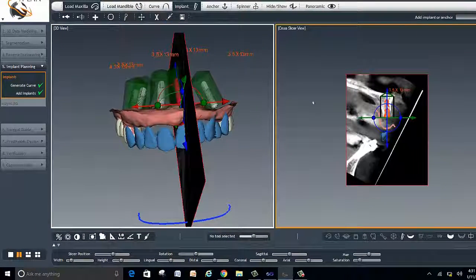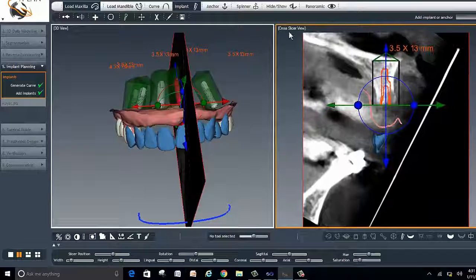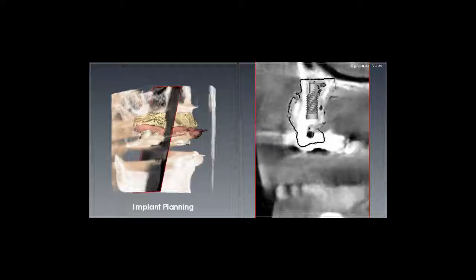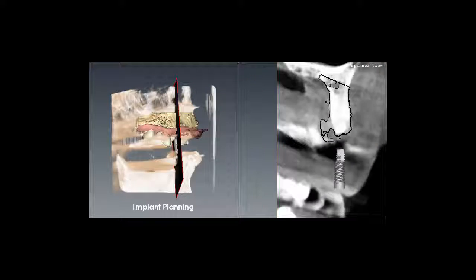So we have to maximize the AP spread between number 9 and number 13. Ideally, I would have liked to place 3 implants on the right, 3 implants on the left. But in this case, we're going to have to go with 5 implants unless you decide to sacrifice the molars as well. And then you can do a single time reconstruction.